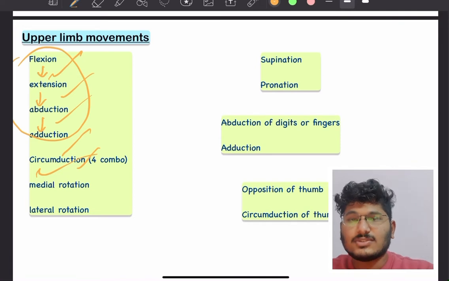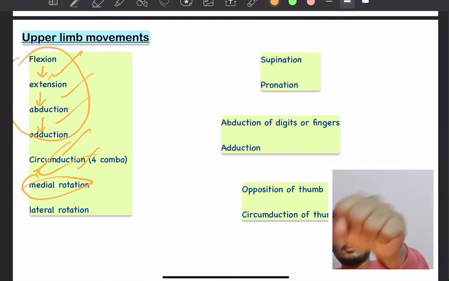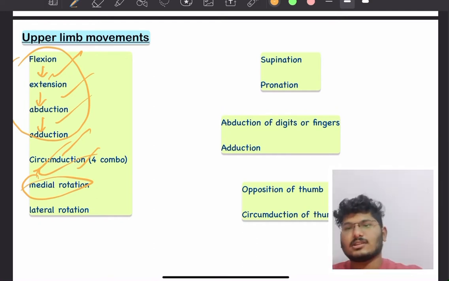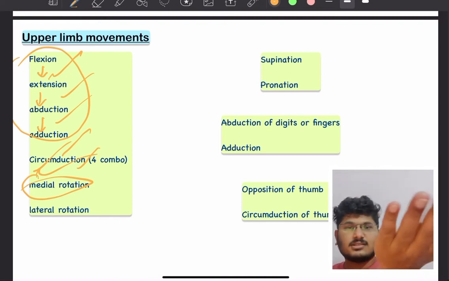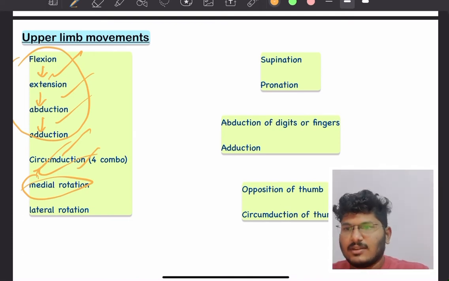Next, medial rotation. As we discussed, the anterior surface of the bone is coming towards the midline. This is called medial rotation. If the anterior surface of the bone is going away from the midline, this is called lateral rotation. Next, supination and pronation, as we discussed. This is supination, this is pronation. You can define it very easily.